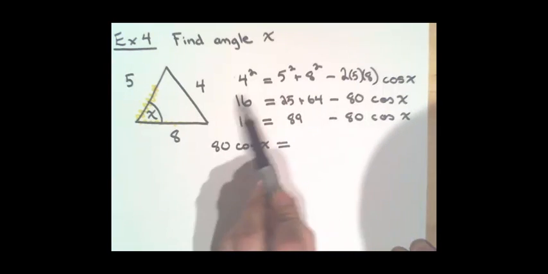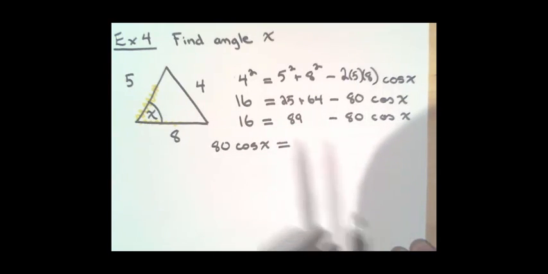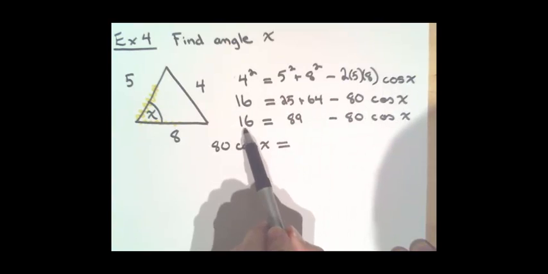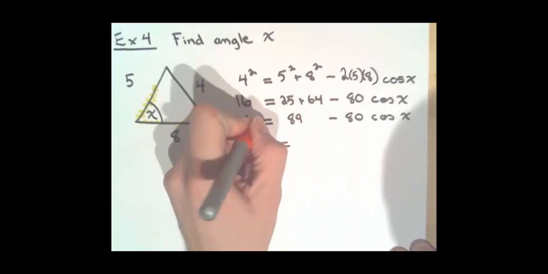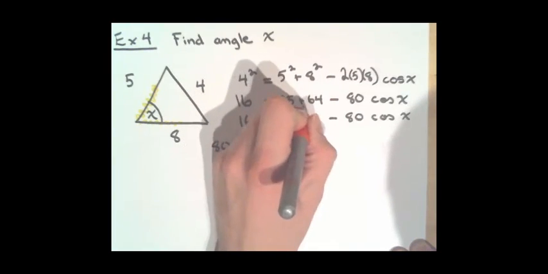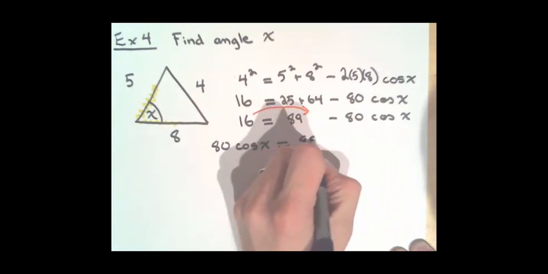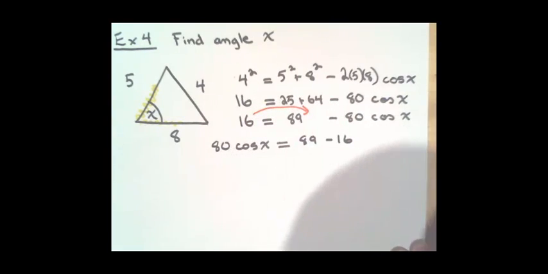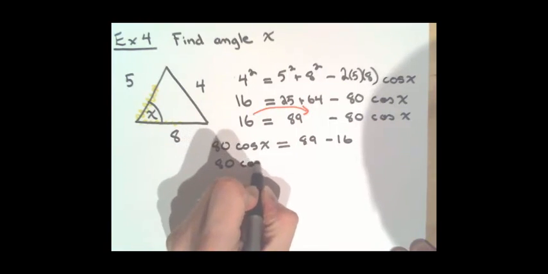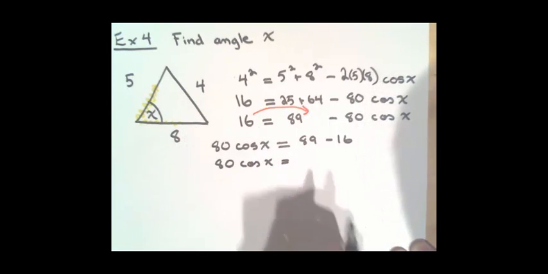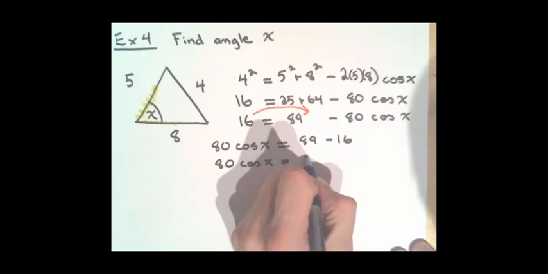So if I send it over, think about what's left here. We had 16 here, and we had 89 on this side. Well, I'm also going to send 16 over here, and it becomes 89 minus 16. Let's work all this out. So 80 cos x equals 89 take away 16, which is 73.